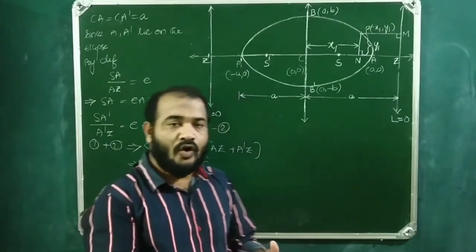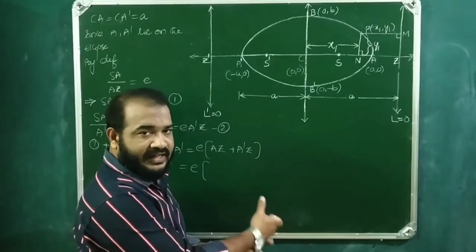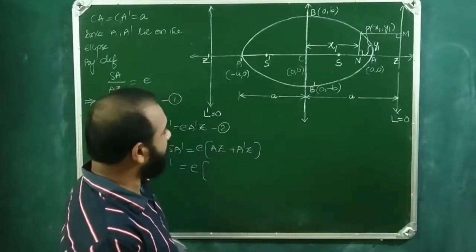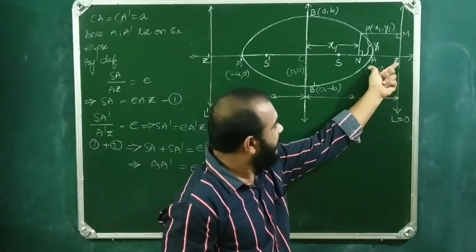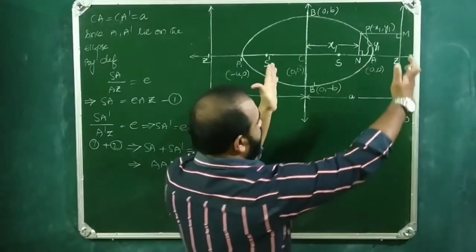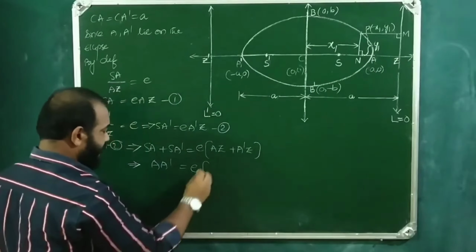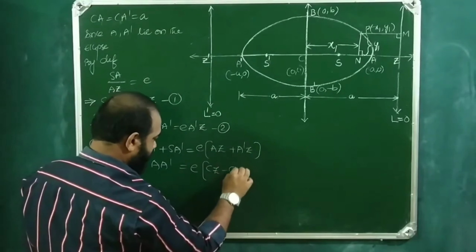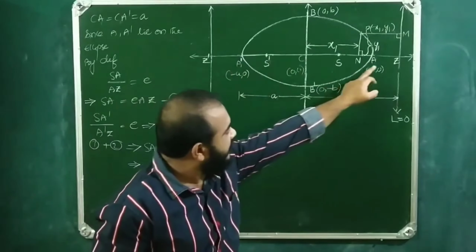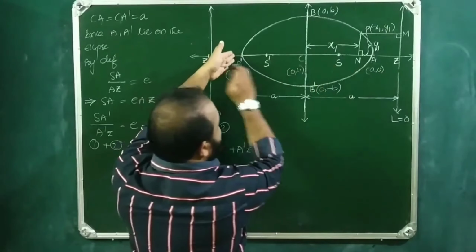This is equal to E into, whatever the operations that we are going to take from now onwards, I will take C as the basis. So what I mean to say is, this AZ can be written as total CZ minus CA. Total CZ minus CA is AZ only. So CZ minus CA, plus A dash Z is CA dash plus CZ.